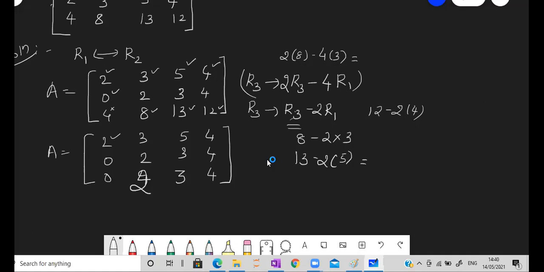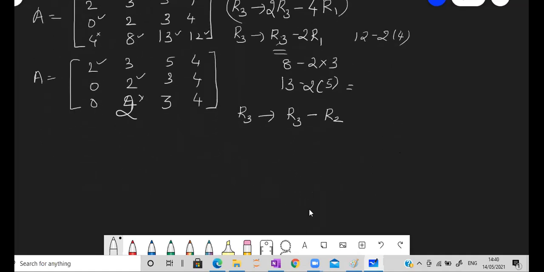Below elements are 0. Concentrate on the second row, second column element, which is 2. Below that, we have a non-zero element present. This has to be reduced. So what operation can be applied to R3? R3 minus R2, since both are the same. Just take the difference. It is R3 minus R2. If you take it, what will you get?